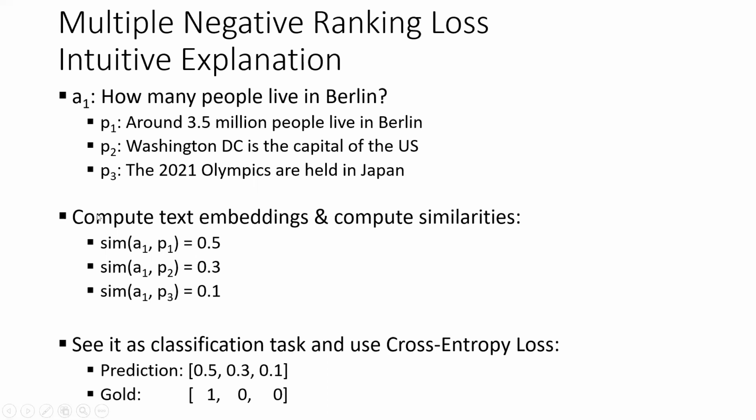So what we do is we compute the text embeddings and we compute the similarities. We check what is the similarity between A1 and P1, which is, for example, 0.5, between A1 and P2, which is, for example, 0.3, and between A1 and P3, which is 0.1. And then we see it just as a classification task, really similar to a simple pairwise classification task. We have the prediction of our model, which is 0.5, 0.3, and 0.1. And then we say, okay, our gold label is 1, 0, 0. So this is the correct answer to our question.